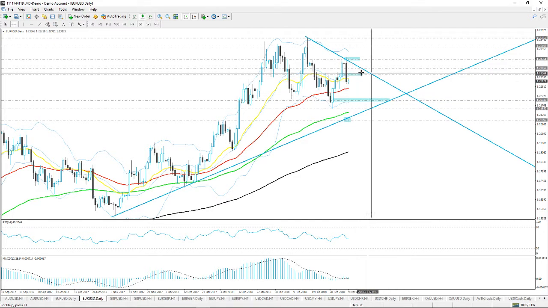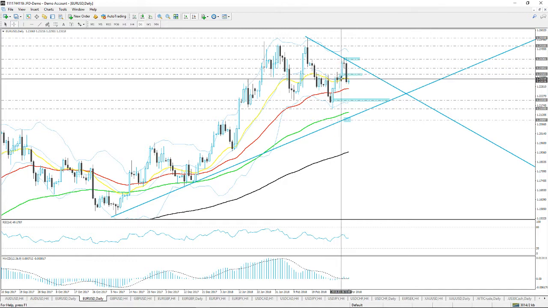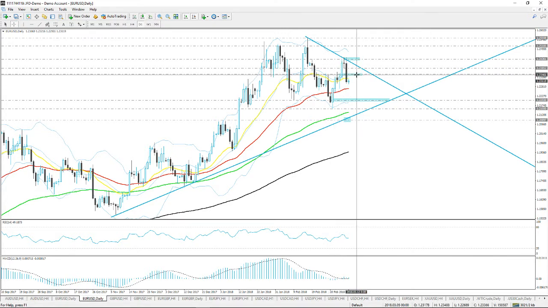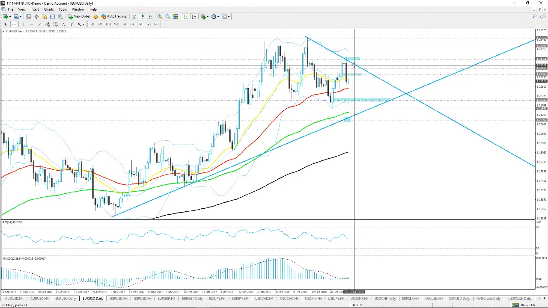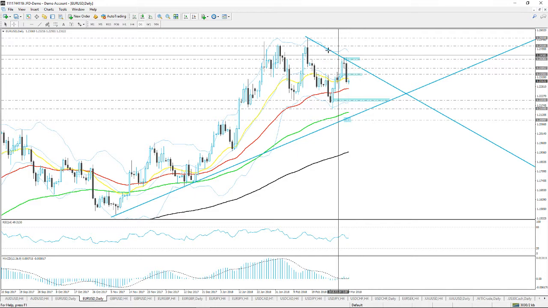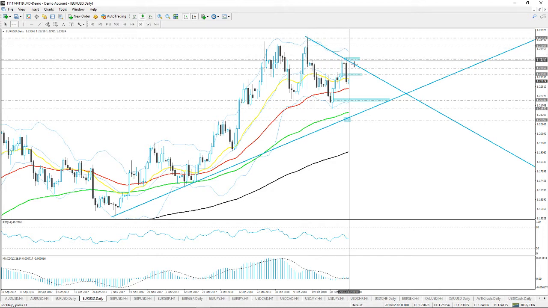On the upside, if we start seeing a move back above 1.23500, as this acted as a good resistance level in the past, if we get a good move above this, then this could open the path towards this little downwards moving trend line that we're seeing from the 16th of February.